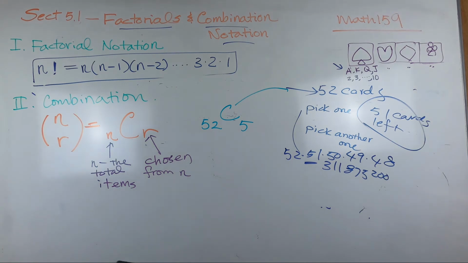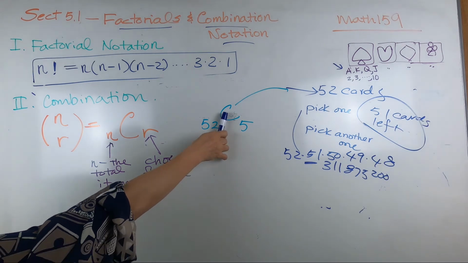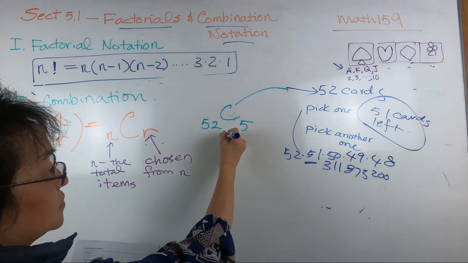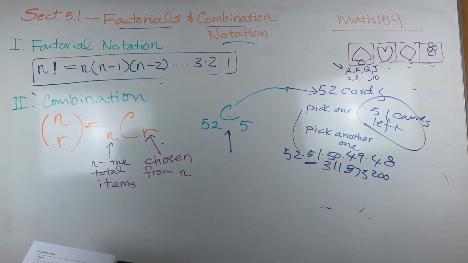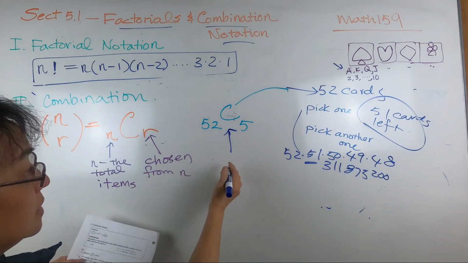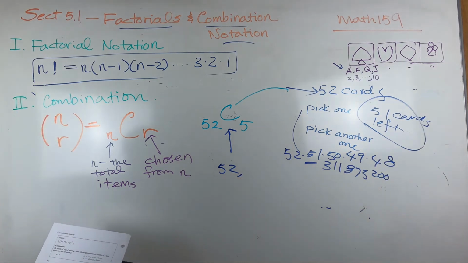Okay, then on the calculator, we use this notation: 52 combination without replacement, you choose 5. Right? Then, how do we use the calculator to do it? To do 52C5, you will type in 52 first, right?